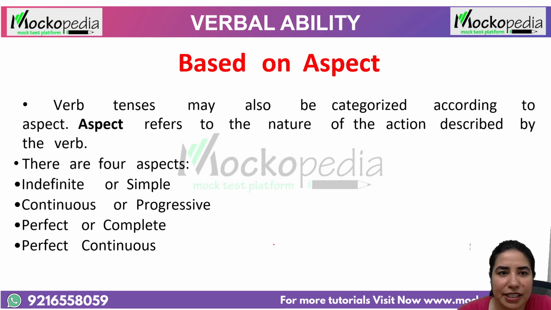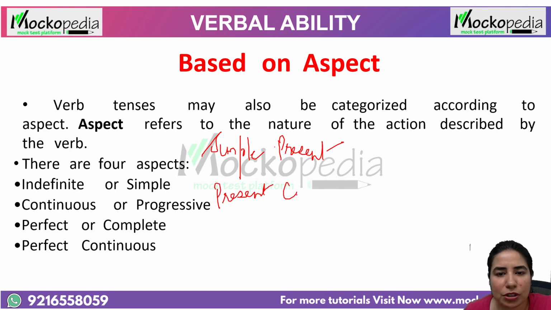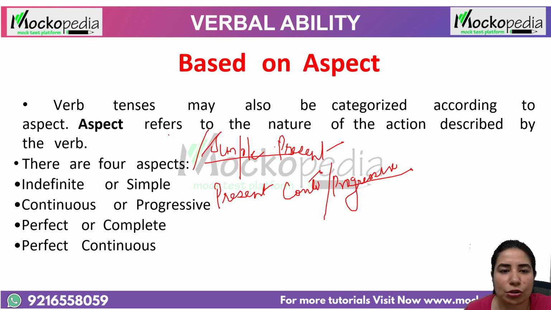So let's further proceed. Now, based on the aspect, so how do you categorize? Aspect refers to the nature of the action. So what do we mean by this new term that you're encountering? Aspect, that's the nature of the action. So there are 4 aspects: indefinite or simple. So for any tense, you will have these 4 categories. Like for instance, if you pick present, you'll have simple present, you will have a present continuous. So if I use the term continuous or I use the term progressive, I can use them interchangeably. These 2 terms can be interchangeably used. Similarly, you can use simple present or you can also write indefinite.